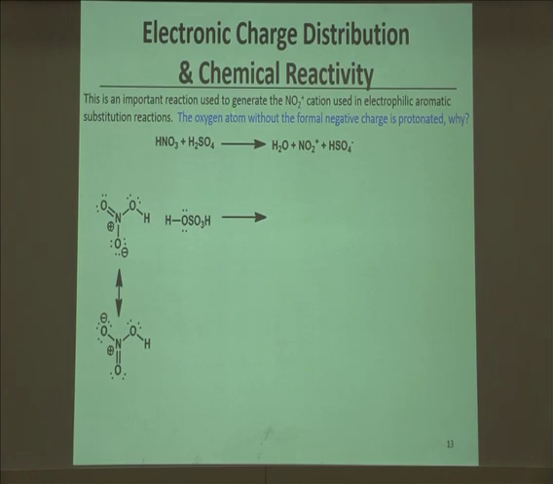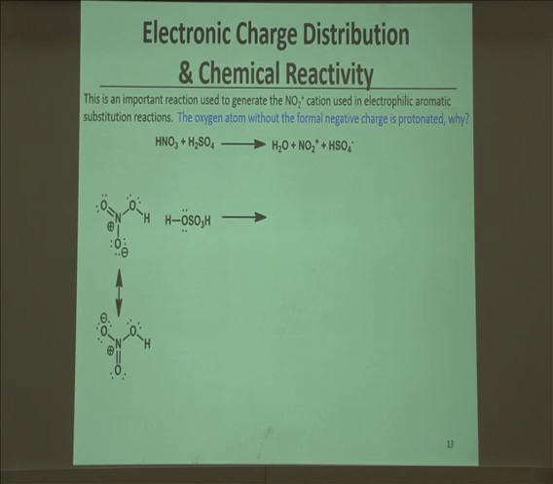So the overall reaction here involves a nitric acid molecule, which I've depicted here as a summation of its two most important resonance forms. We have one where there's a double bond to the oxygen on the bottom, and one where there's a double bond to the oxygen on the left, and correspondingly we have a negative formal charge on the oxygen on the bottom, or the oxygen on the left, so we have the correct electron count.